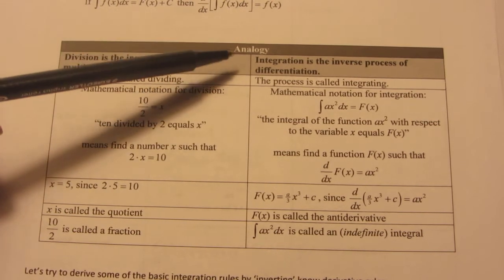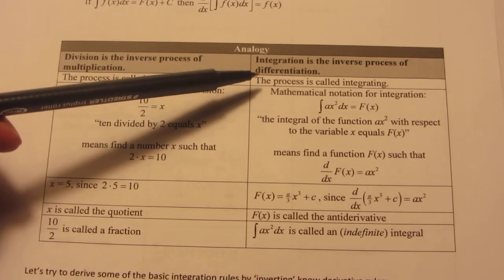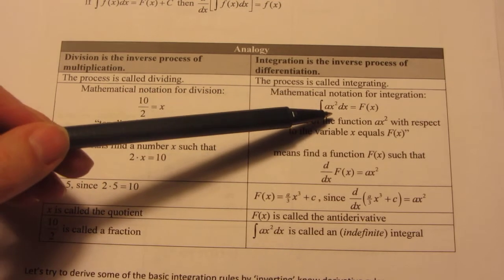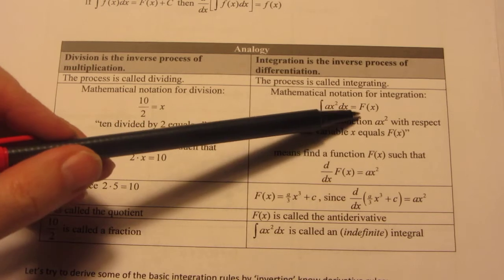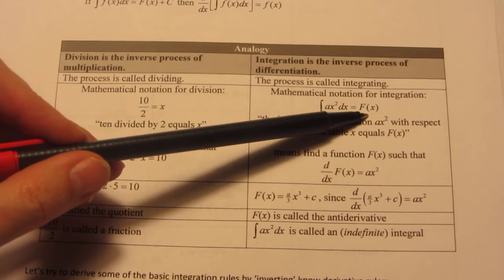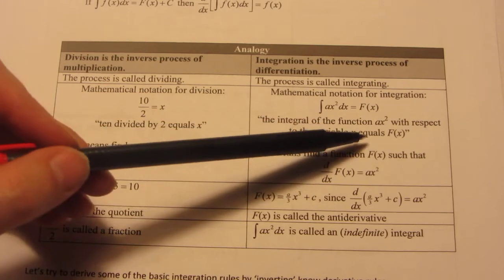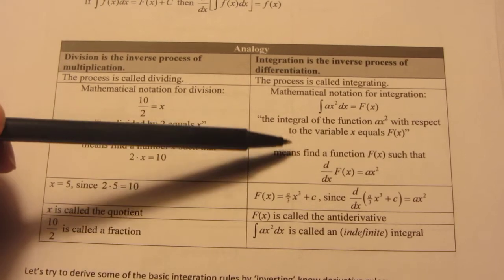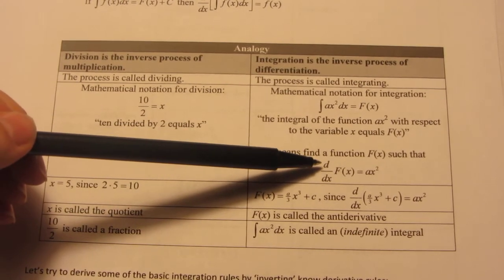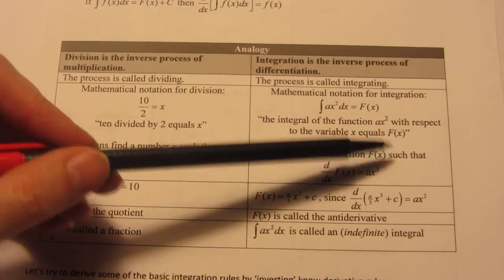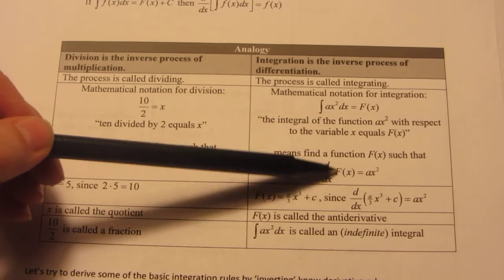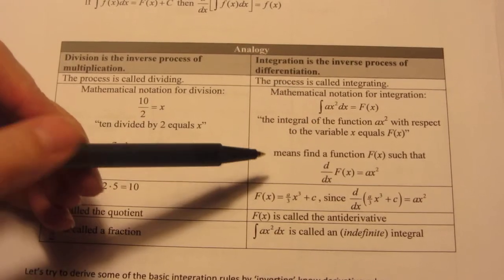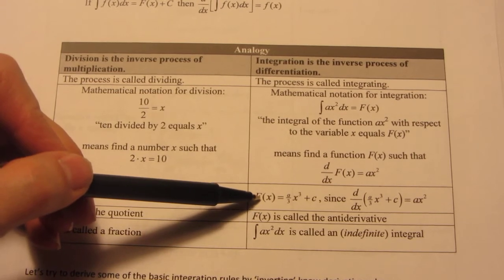If we do something similar, but think of integration as the inverse of differentiation, in this particular case we just picked the integral of a times x squared dx is equal to some function, capital F of x. The integral of the function ax squared with respect to the variable x equals F of x, which then means I can find a function F of x such that if I took the derivative of that function, it should give me this guy in here. So I need to find that particular function, F of x.